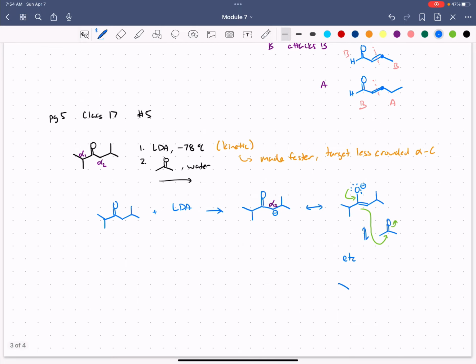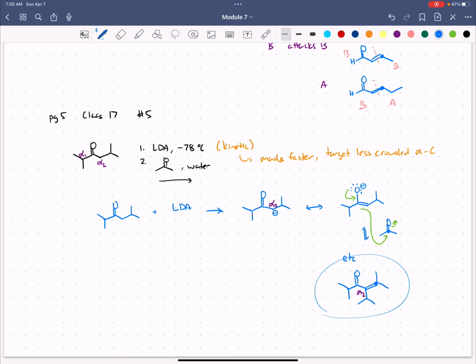Okay, and so I'm not going to draw the full mechanism, but etc. We have this product here. I'll swing this down. Again, this was alpha 2. And we are able to make the condensation product. Here's the dot. Here's the dot. And we have this product here. Final product.